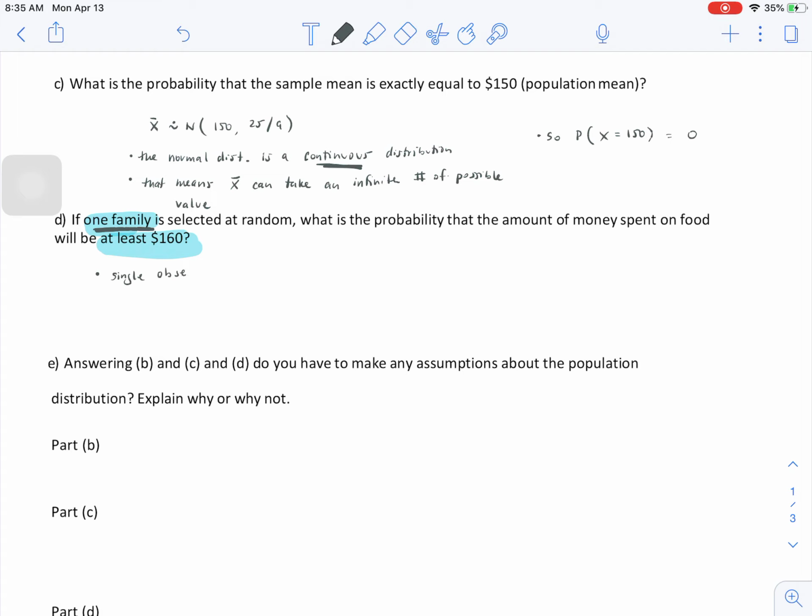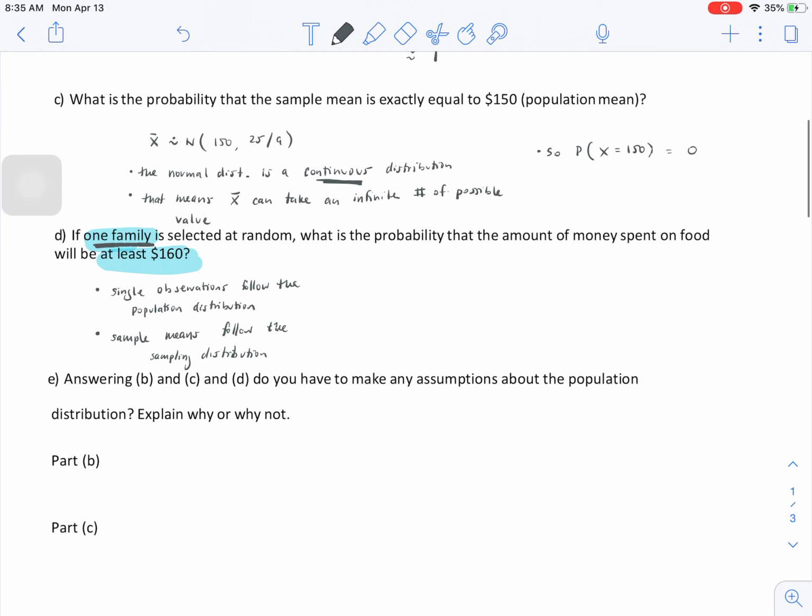So remember that single observations follow the population distribution. Whereas the sample mean, or sample means, follow the sampling distribution. When I talk about the sampling distribution, that's the one that we arrived at using the central limit theorem. This right here is our sampling distribution. So we know that the family belongs to the population distribution.